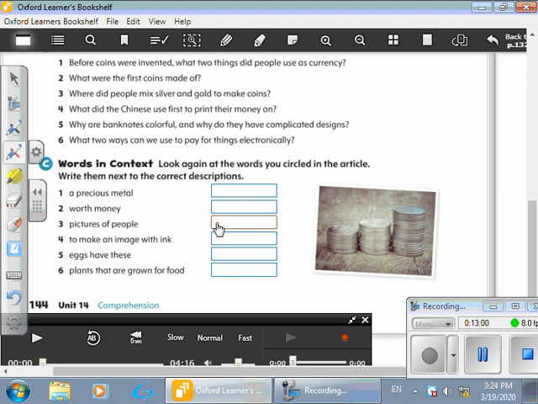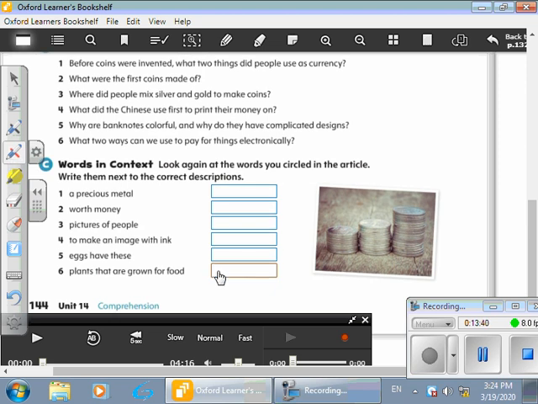3. Pictures of people. Yes, it's very easy. Portraits. 3. Portraits. 4. To make an image with ink. To get it out. When you write it, you want to get it out written with ink. What is this word? Super. Copy. Eggs have these, strong or hard, huh? Shells. Super. 5. Shells.